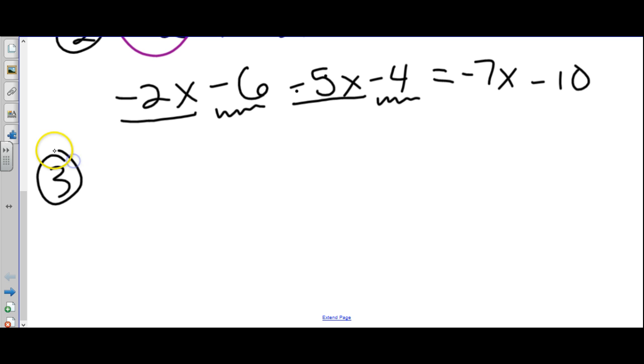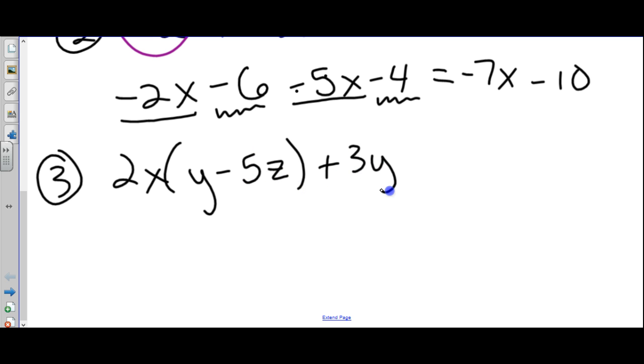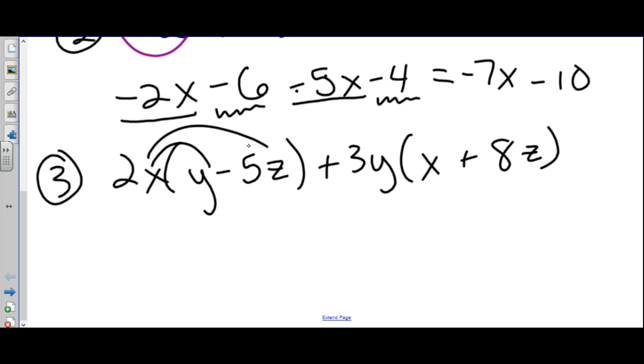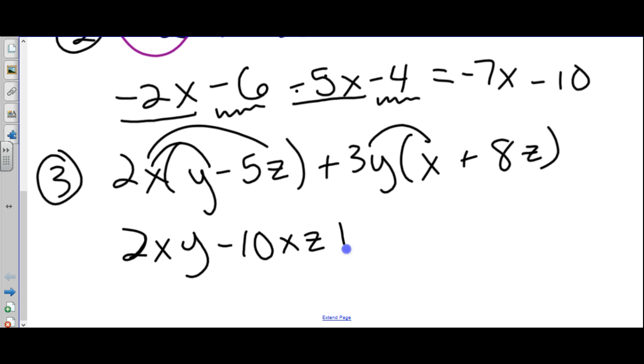So one last example: 2x times (y minus 5z) plus 3y times (x plus 8z). This one's more complicated because we have more letters involved. So I'm still going to distribute and multiply this out. 2x times y is just 2xy. 2x times -5z would be -10xz. 3y times x would be 3yx.